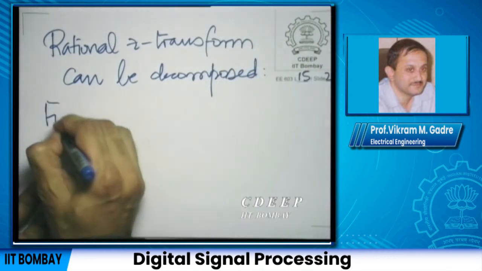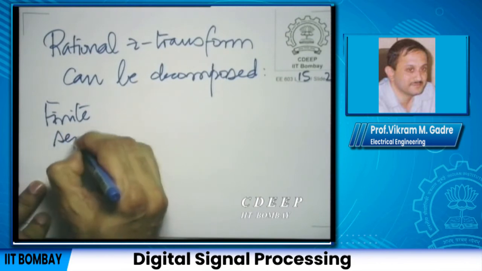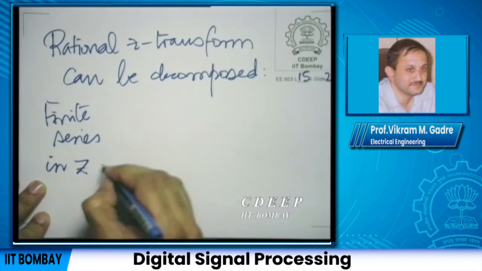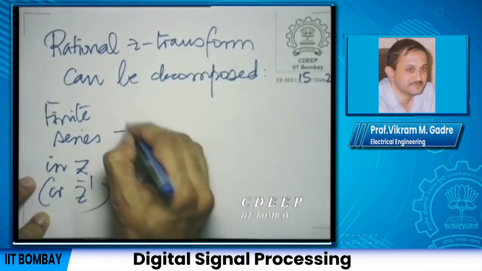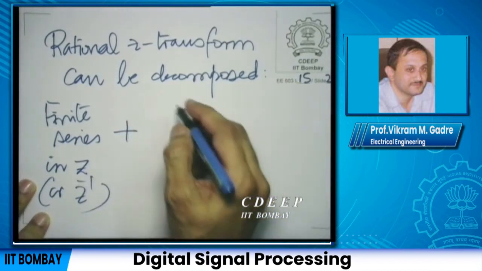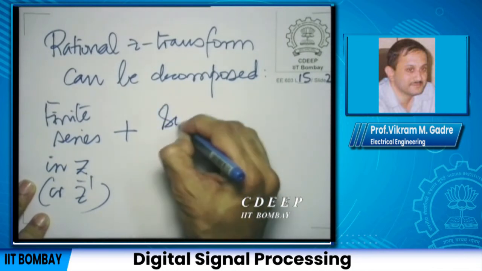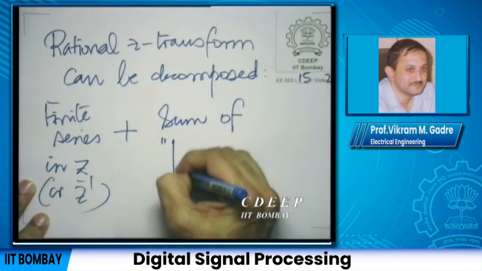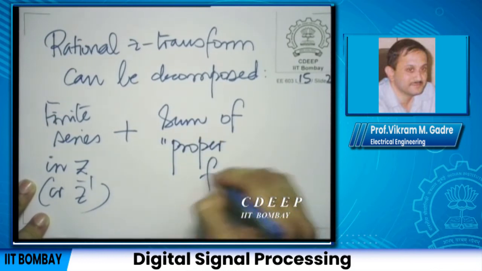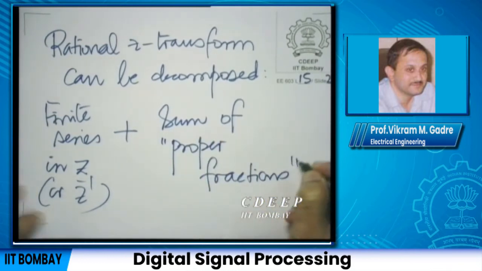A finite series in z or z inverse plus a sum of terms, a sum of what are called proper fractions. I will use the term proper fractions in a more generalized sense here. What is a proper fraction? As we understand in the context of integers, for example, 9/7 is treated as an improper fraction because the numerator is greater than the denominator.